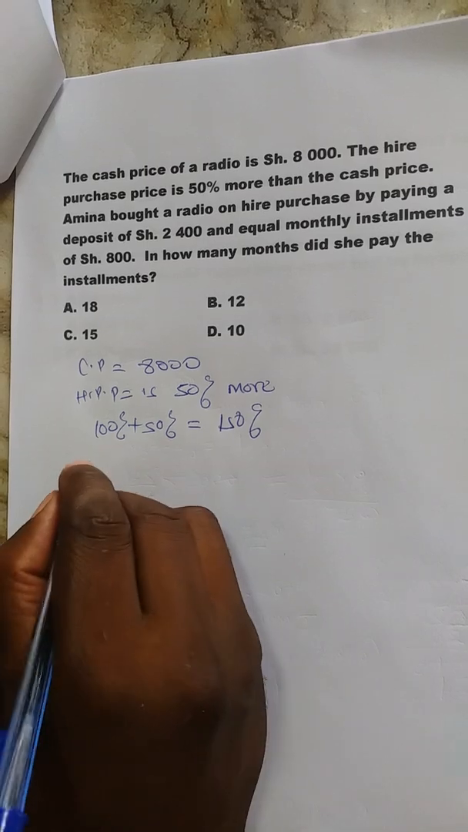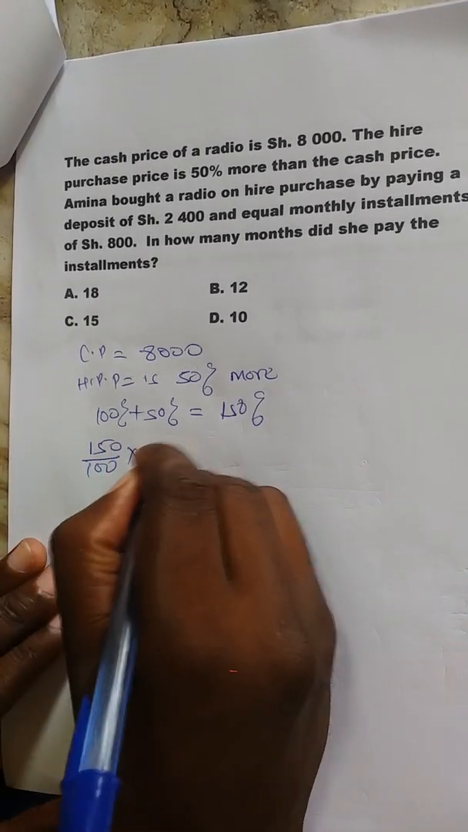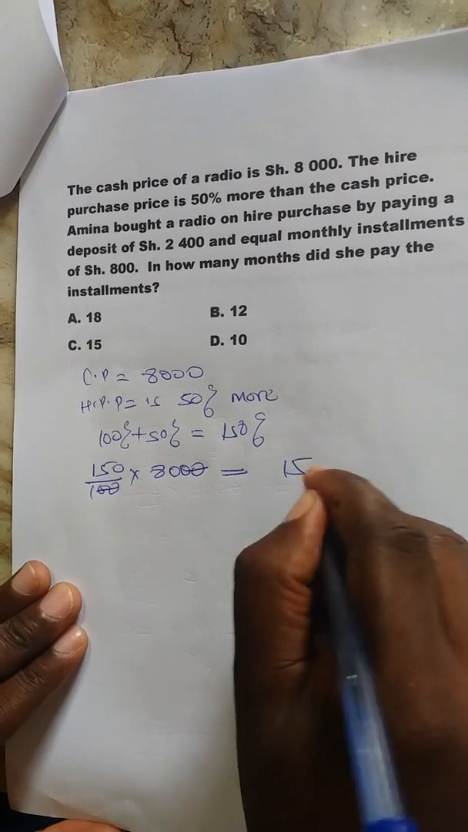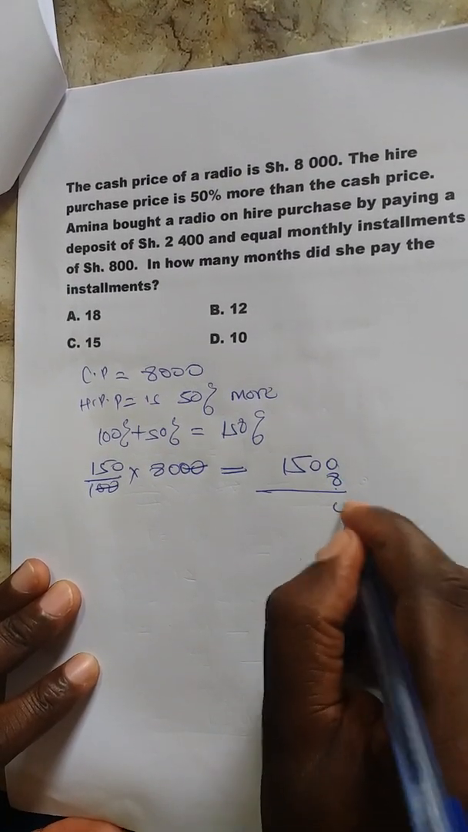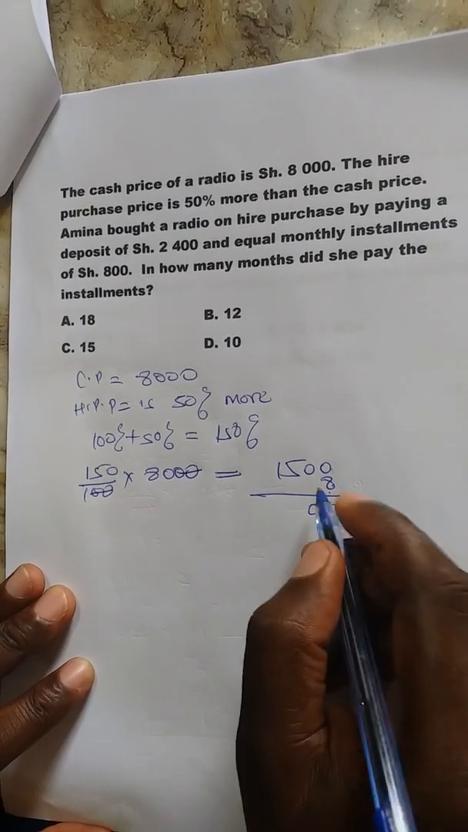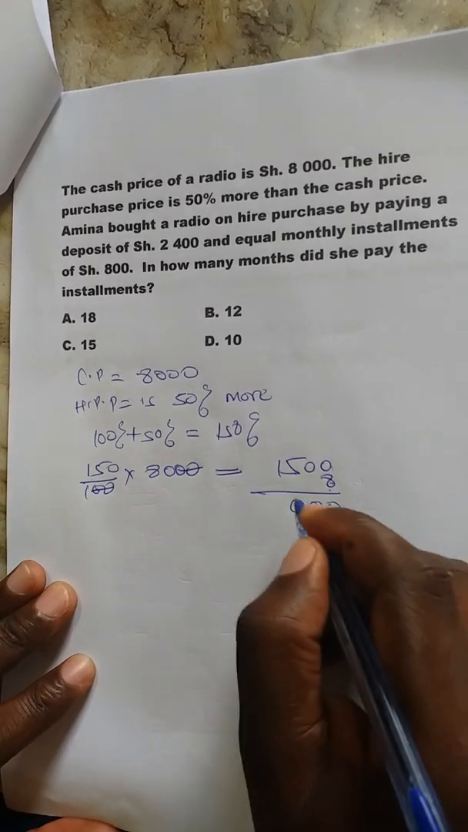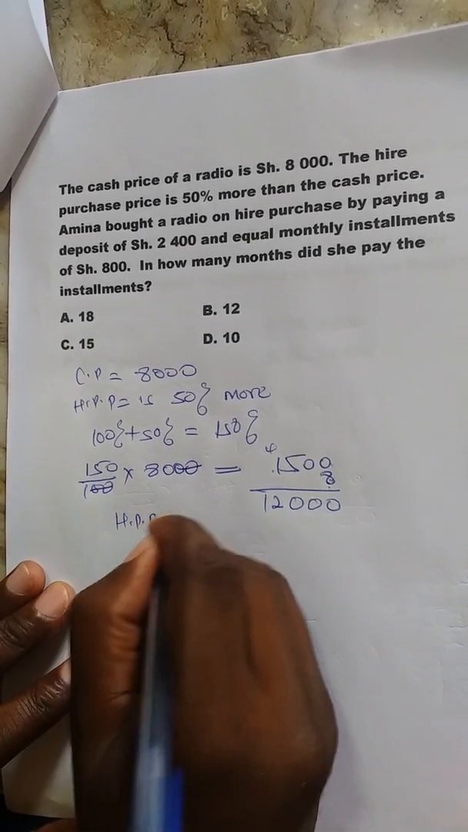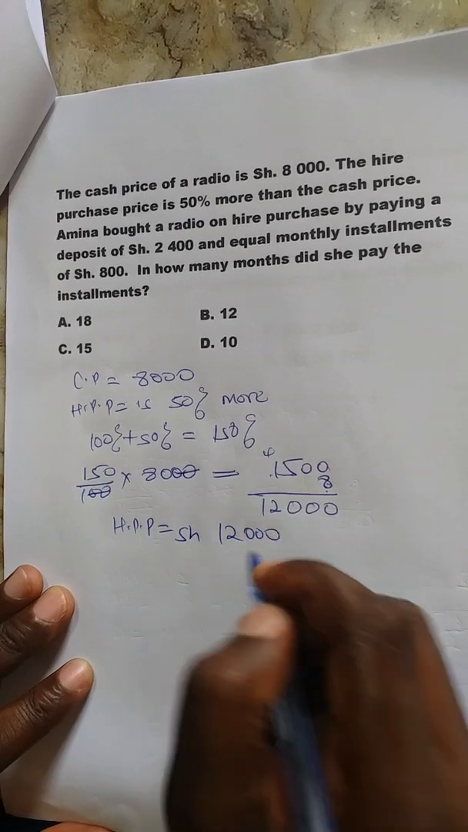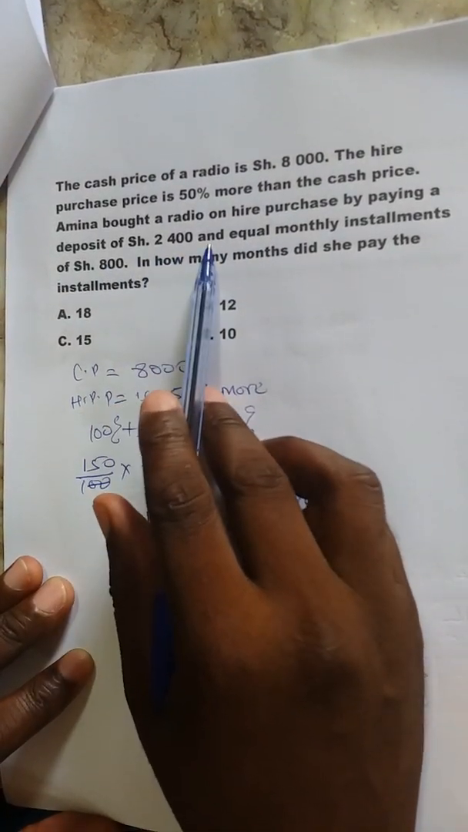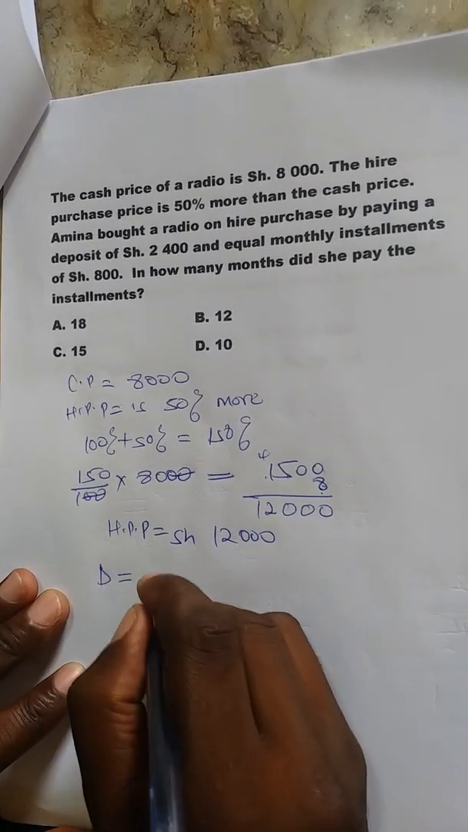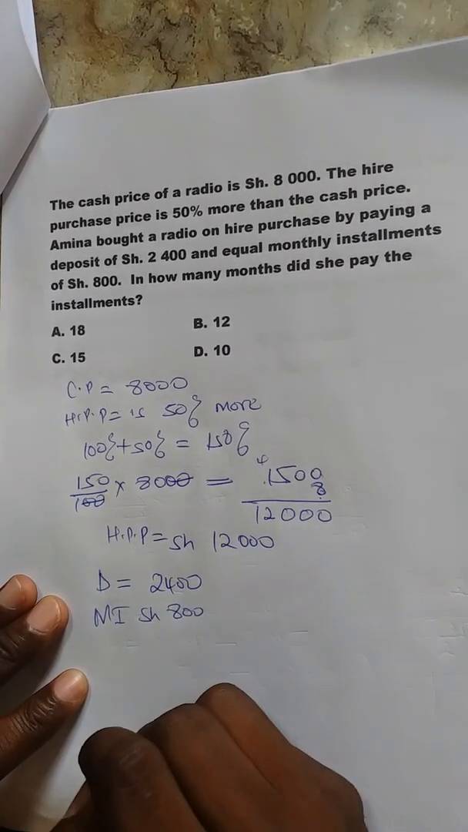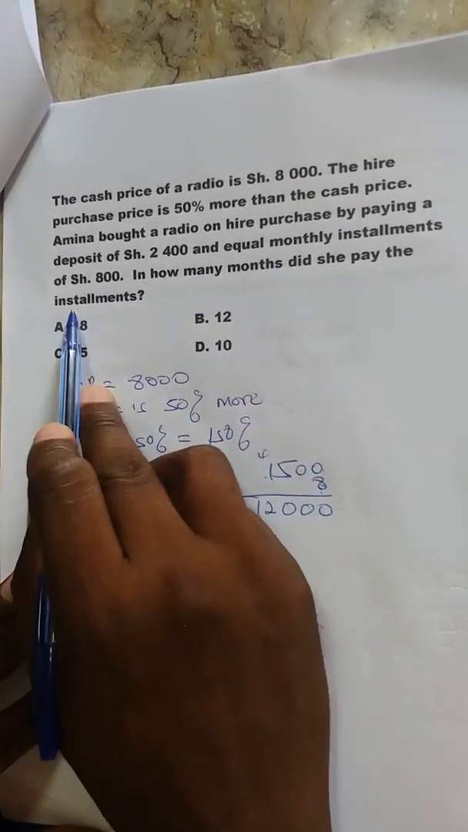So to get the higher purchase price, it is 150 out of 100 times 8,000. You cancel those two zeros with that one. You are left with 150 times 80. You multiply 0 times 8, 0. 8 times 0, 0. 8 times 5, 40. You write 0, carry 4. 8 times 1, 8. Plus 4, you get 12. So our higher purchase price is shillings 12,000. We are told that she paid for the item by paying a deposit of shillings 2,400 and the monthly installment was shillings 800. In how many months did she pay the installments?